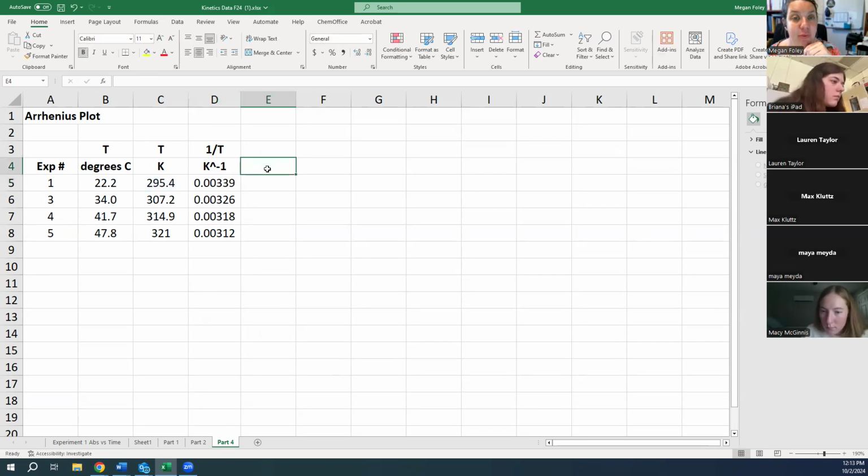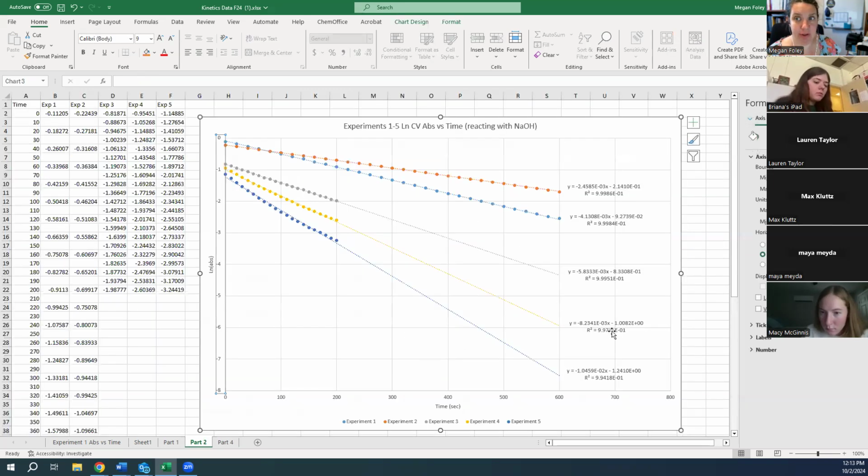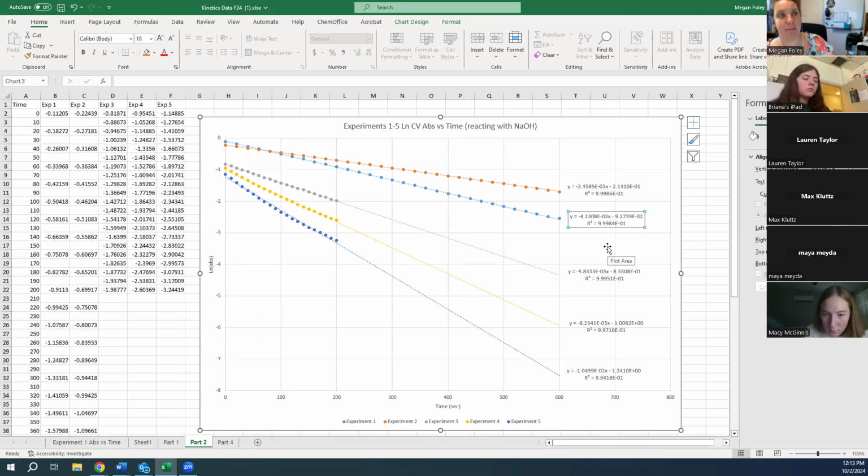Okay, next we're going to put our K effective values. We're going to have to get those from our graph in part 2. Please see that experiment number 1 is blue and experiment number 2 is orange. So do not get this one, get this one. We are taking the positive slope. Our slope is negative, but remember that our slope is equal to negative K effective. So we just want to take the positive value.